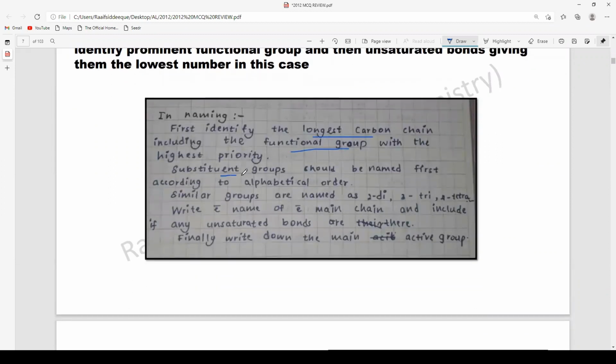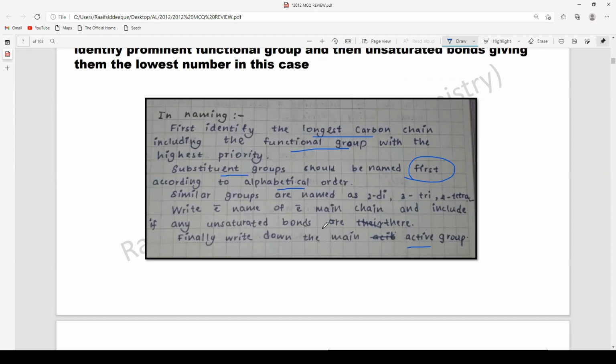Then you should name the substituent groups in alphabetical order. That is a general concept that you know. If you have similar groups, like 2-methyl and 3-methyl, you can use methyl. If you have two methyls, it is dimethyl, then trimethyl, like that. And if you have any unsaturated compound, it should be included in the main chain as well. Then you finally write the functional group. This will be the part at the end of your IUPAC name. Okay, so these are the general rules.